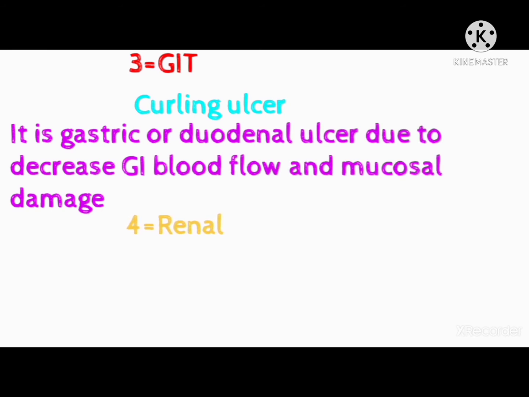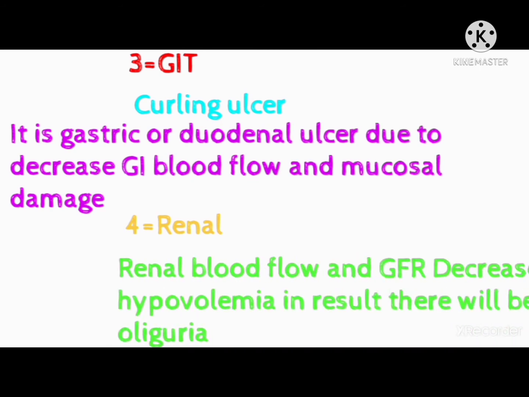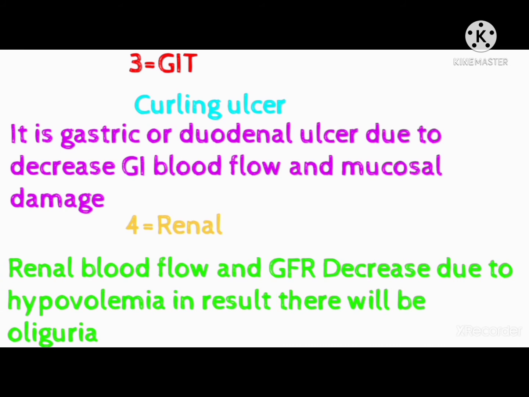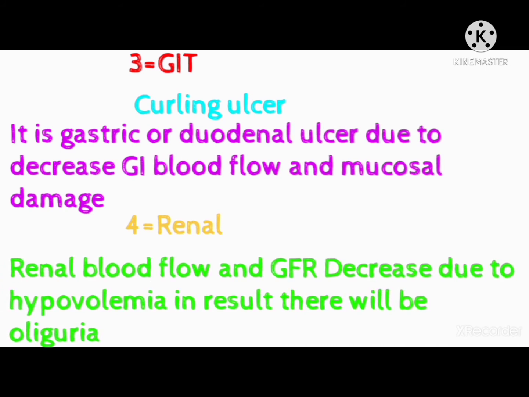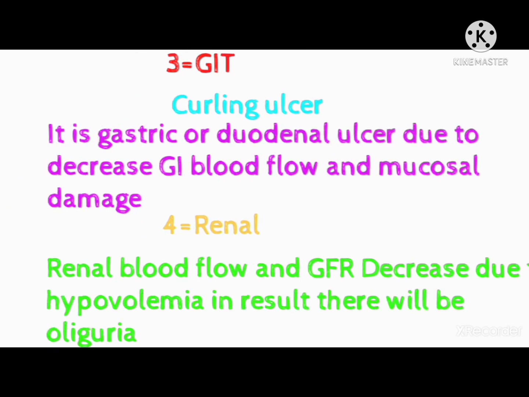Now come to the fourth system, which is the renal system. What will be the changes in the renal system? Renal blood flow and GFR, glomerular filtration rate, decrease due to hypovolemia. As a result, there will be oliguria, meaning few urine. Hypovolemia is due to fluid loss.